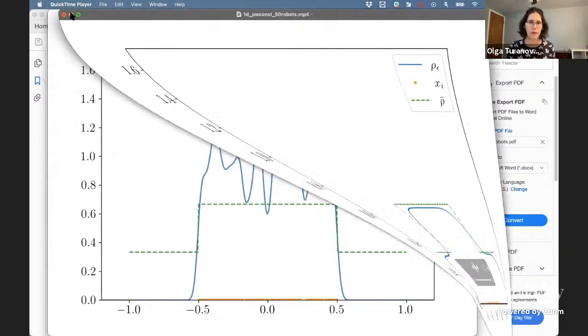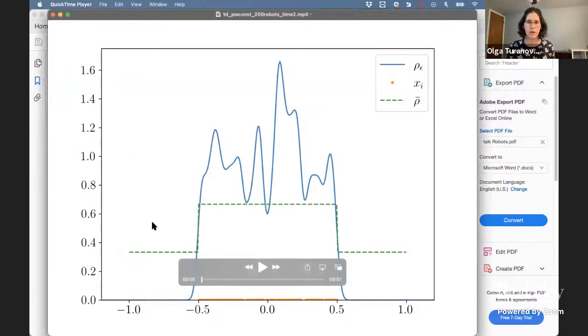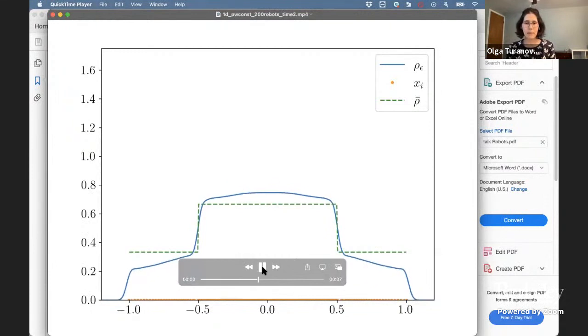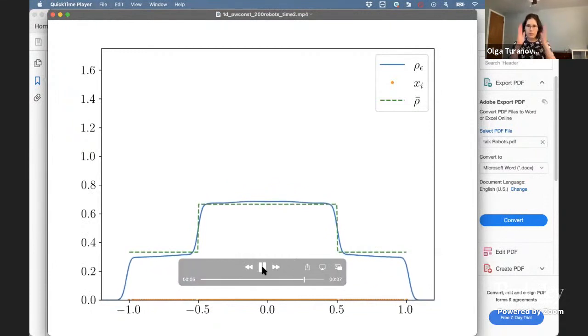For this one, I believe this is 200 robots or 200 particles. So there they go. Because there's more of them and the blobs are thinner, they get closer to even the discontinuous one. But I like the other videos more because I like to see the blobs moving around, and here you can't really see that. Okay, so I think these videos hopefully give you an idea of what's going on with the method.